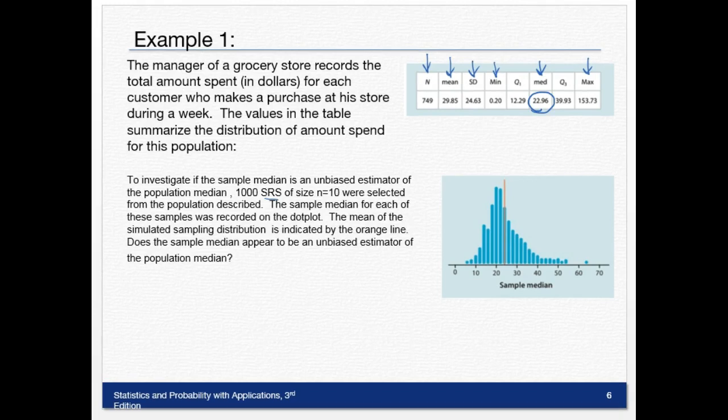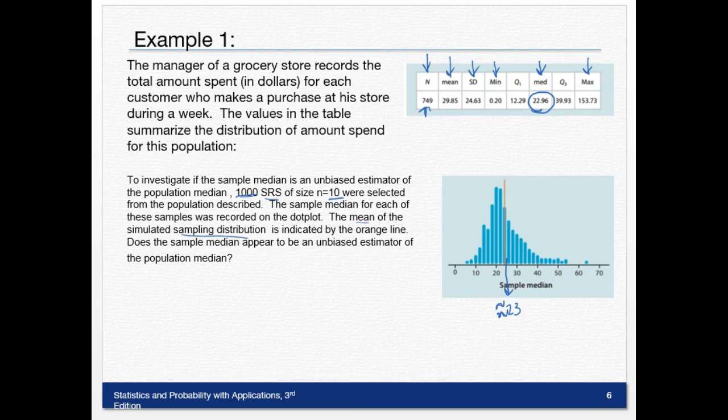So to investigate if the sample median is an unbiased estimator of the population median, they did the sampling 1,000 times, using 10 in each sample. They were selected from the population of 749. Okay, so they took 10 people at a time. They took the median of that sample and they plotted it. That's how we ended up with this dot plot. The mean of the sampling distribution is indicated by the orange line. So let's look at the orange line. Where is it? Well, it's right here, which is approximately 23. That's the mean of the sampling distribution.